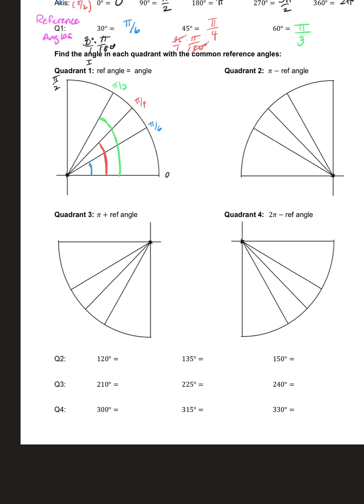Okay, so now we're going to look at what we had before, the same kind of idea. This tells us that if we do quadrant 2, we have pi, and we subtract the reference angle. Well, I know the reference angles, I figured those out. We discussed those. So what we're going to do is figure out what those actual angles are in radians.